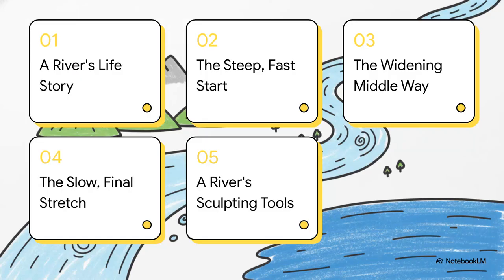So here's how we're going to break this down. First, we'll get the big picture of a river's life story. Then we'll dive into that steep, fast start up in the mountains. We'll follow it as it widens out in the middle and then cruise along its slow final stretch. And to wrap it all up, we'll look at the actual tools a river uses to do all this amazing sculpting work.